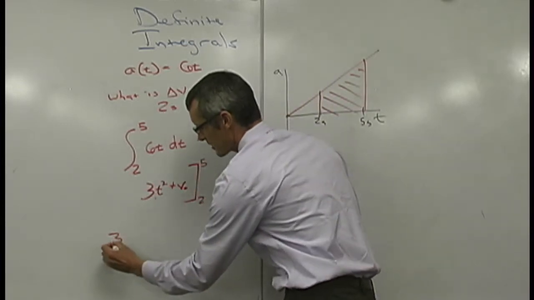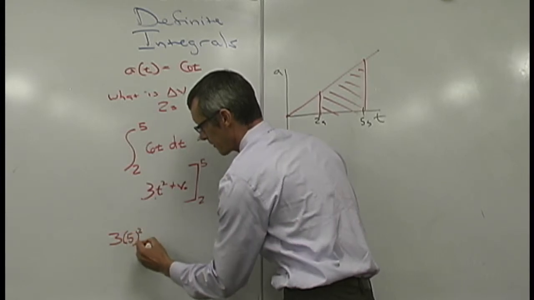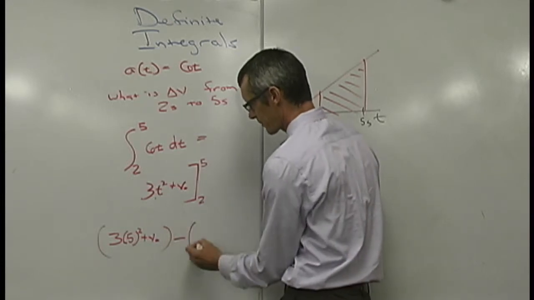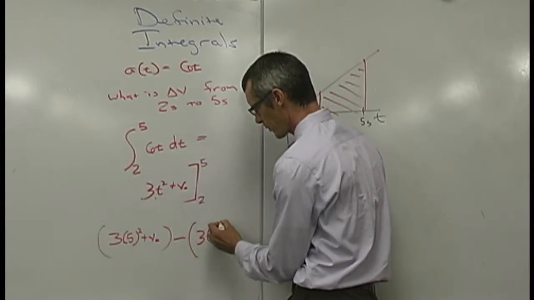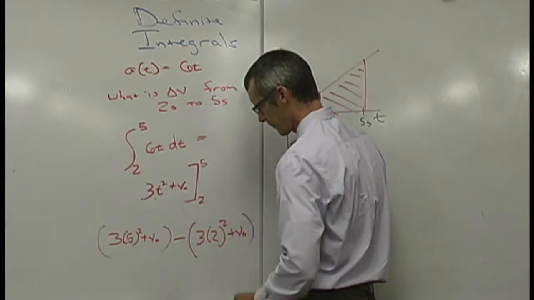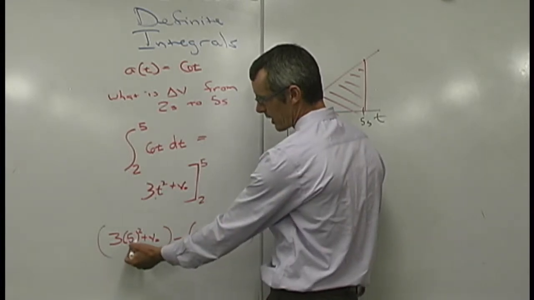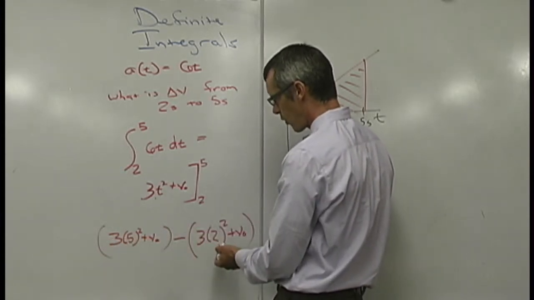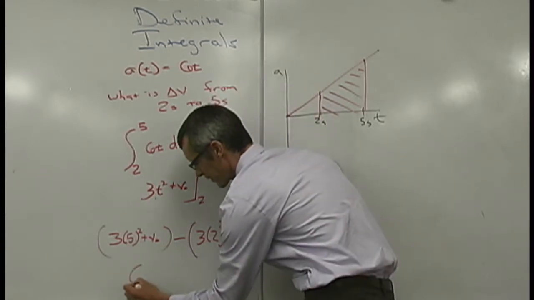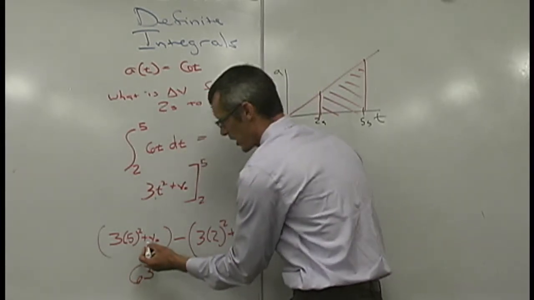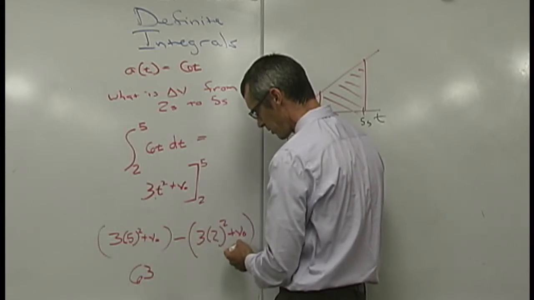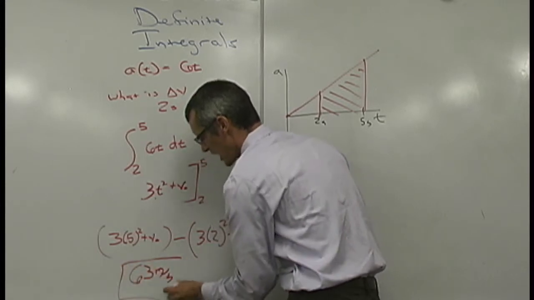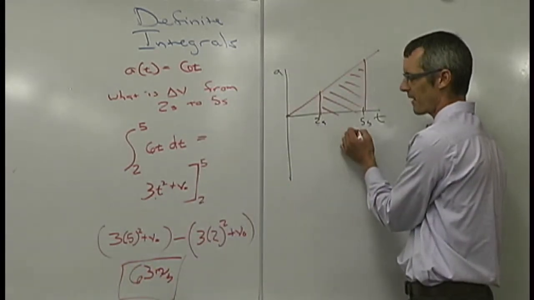And what this says is I'm taking 3 times 5 squared plus v0, this solution to the function, minus 3 times 2 squared plus v0. And if I work that all out, I get 25 here times 3, or 75, minus 3 times 4, or 12. And so I end up with 63. And notice I have plus v0 and then minus v0. So I get just 63 meters per second. And that is my change in velocity from 2 seconds to 5 seconds.